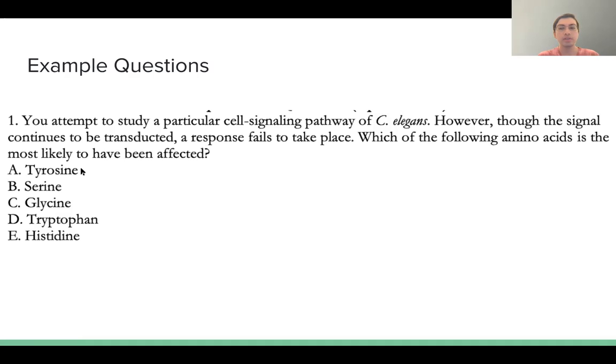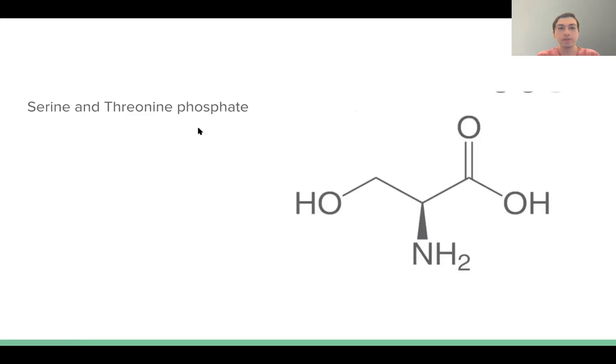It gets transducted through phosphorylation, and it usually phosphorylates threonine or serine. And so since threonine isn't an option, serine would be the best option. And you can see from the structure of serine here, there's a hydroxyl group in the R group. And so that's where a phosphate group can attach and the serine can get phosphorylated. Does anybody have any questions about that? Okay.